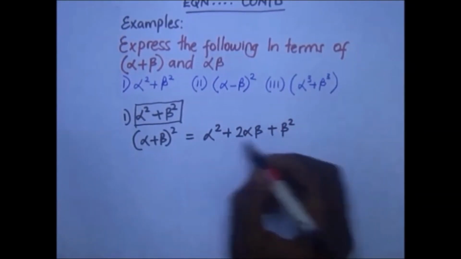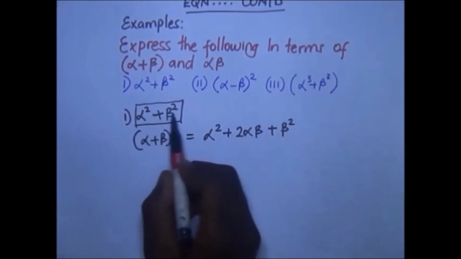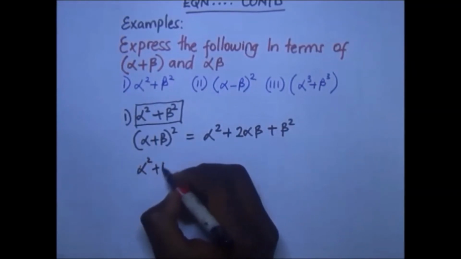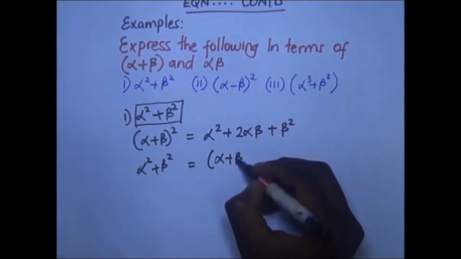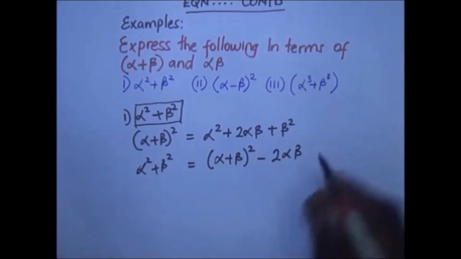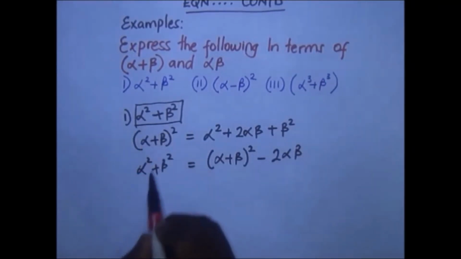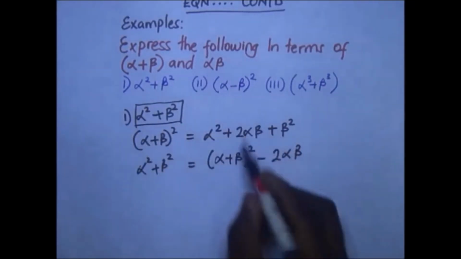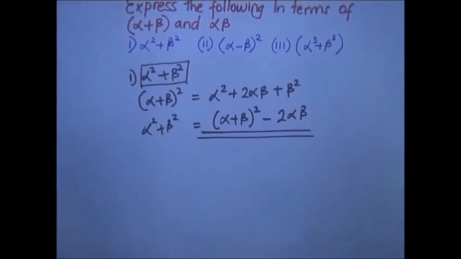beta squared. If we make alpha squared plus beta squared the subject so that we come up with this expression which is in our question, we shall end up with alpha squared plus beta squared is going to be equal to alpha plus beta squared minus 2 alpha beta. And that's the answer. We have expressed this in terms of alpha plus beta, which is required in the question, and alpha beta, which is that. So that's our answer. Let's move on to Roman 2.